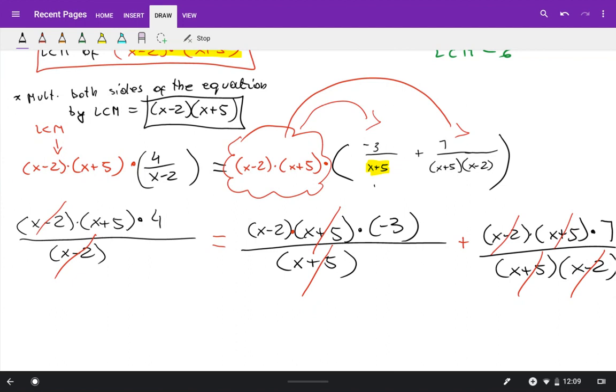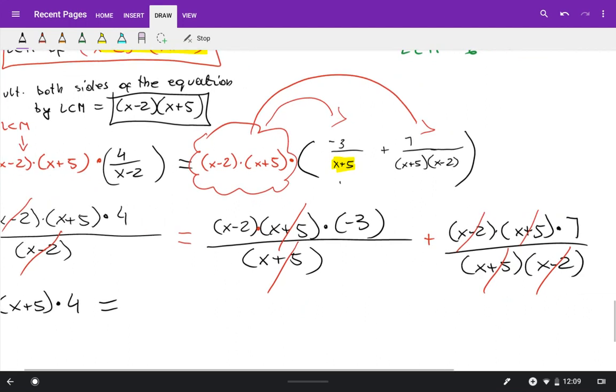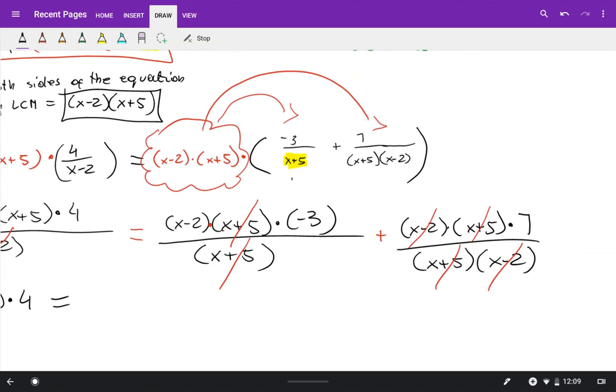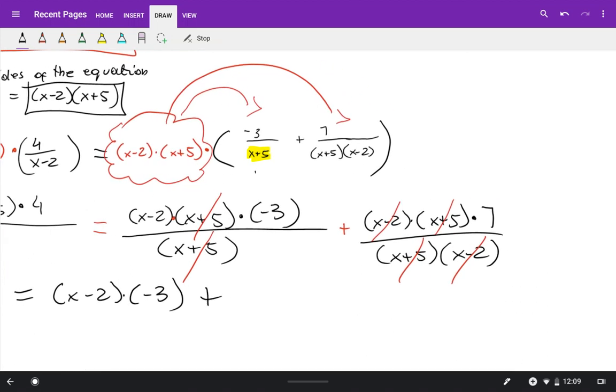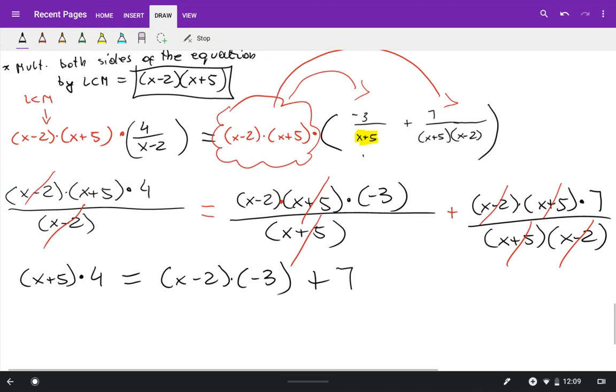So since x minus 2 and x minus 2 cancel, we only end up with x plus 5 times 4 equal. Here, x plus 5 cancels, so we only end up with x minus 2 times negative 3 plus, x minus 2 and x plus 5 cancel, so we end up only with plus 7. And now this is what we're going to solve.